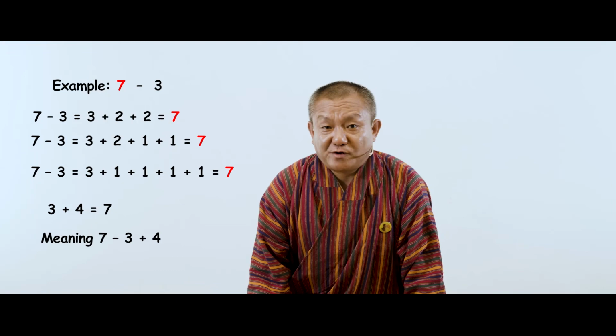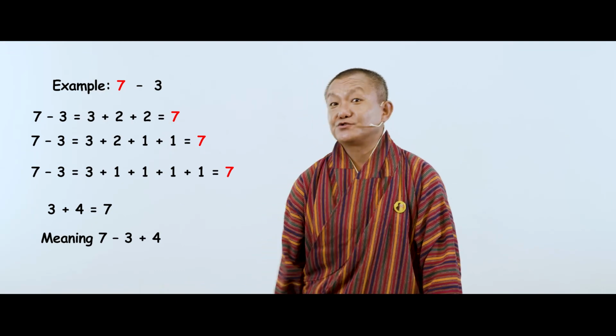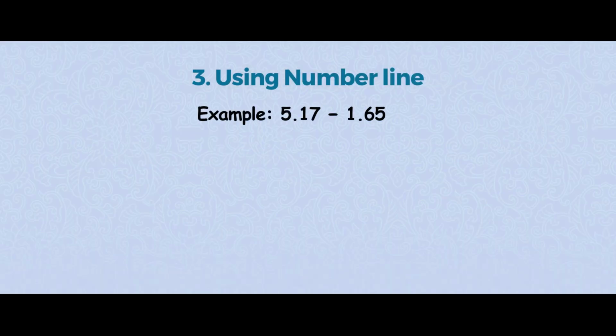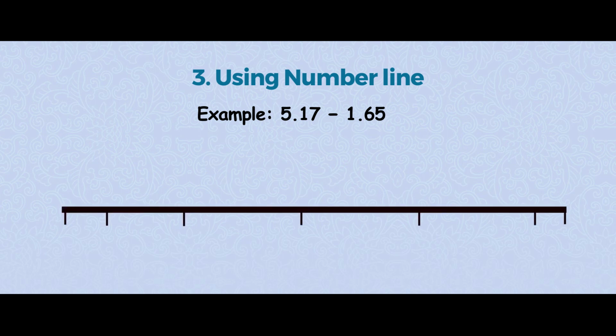Now, the point here is we are going to use number line. Let's keep 5.17 take away 1.65. Now let's see how the number line works. So this is a number line here. Now, once you have drawn the number line, which numbers are to be added or placed there?